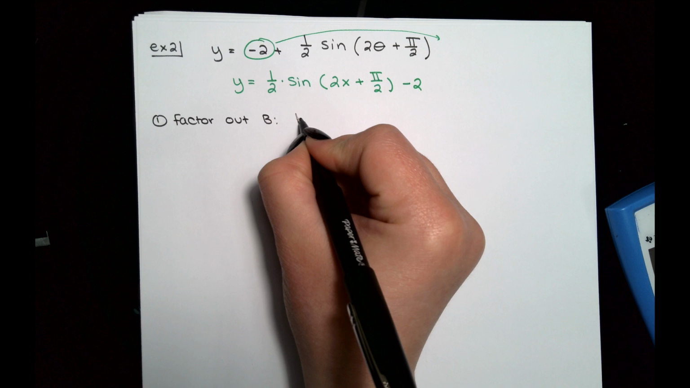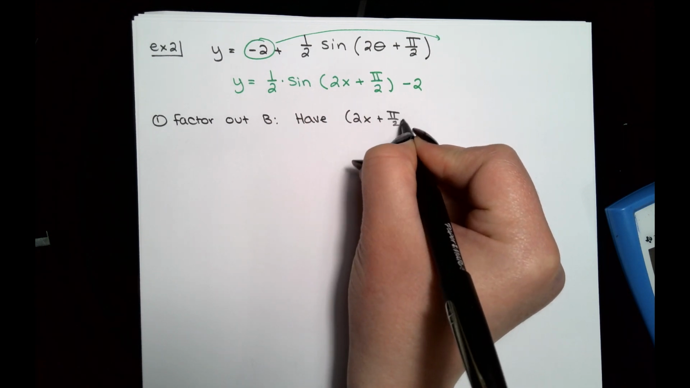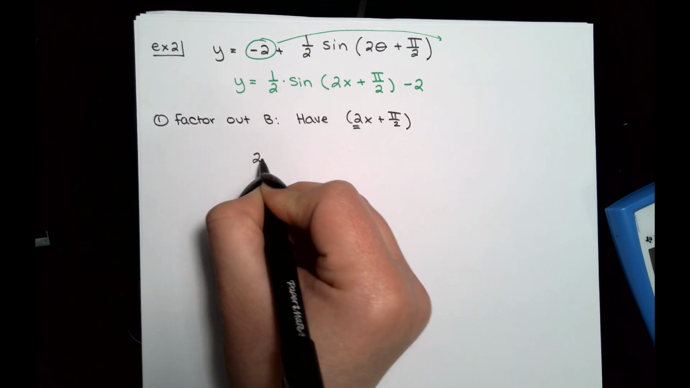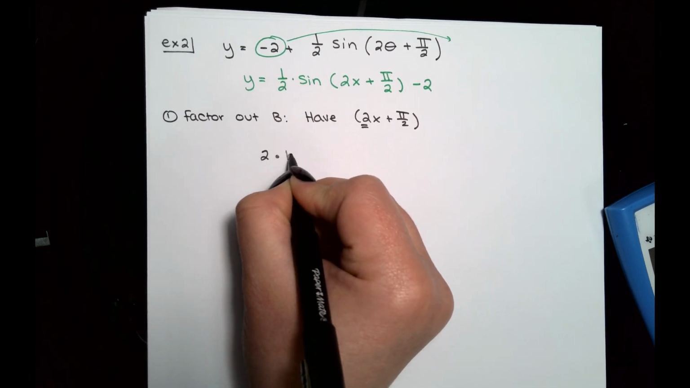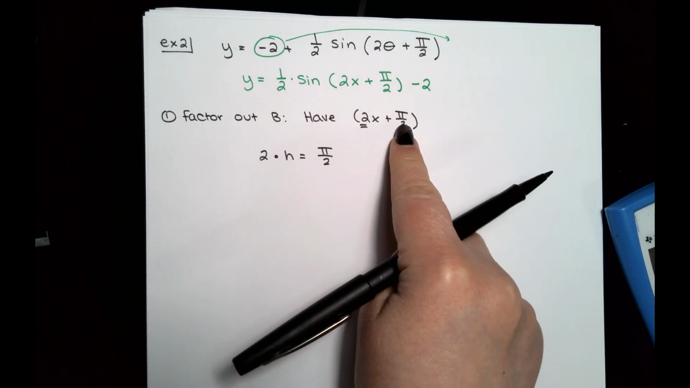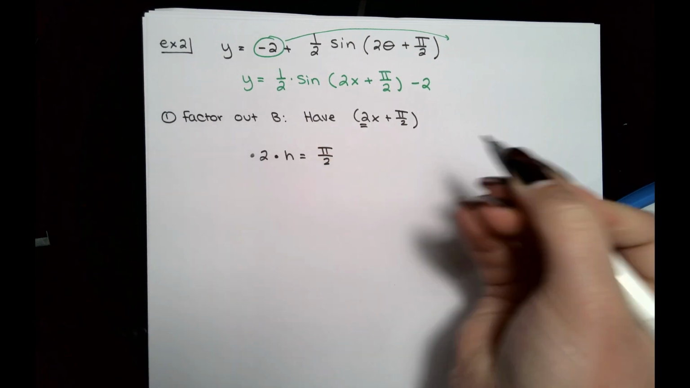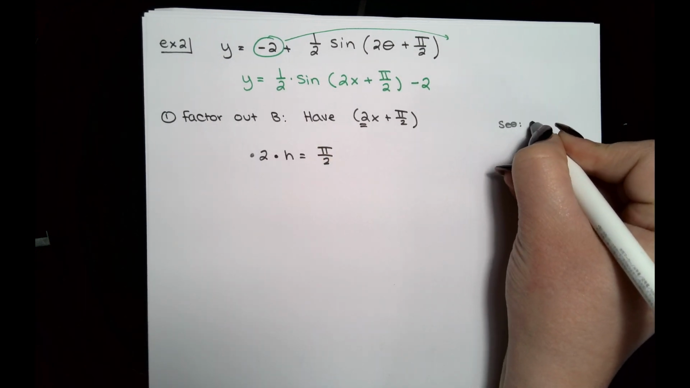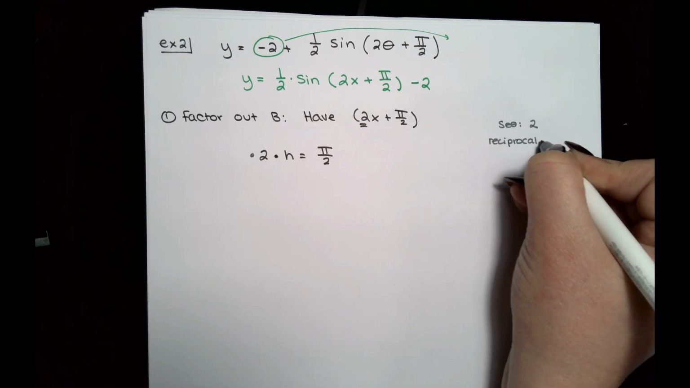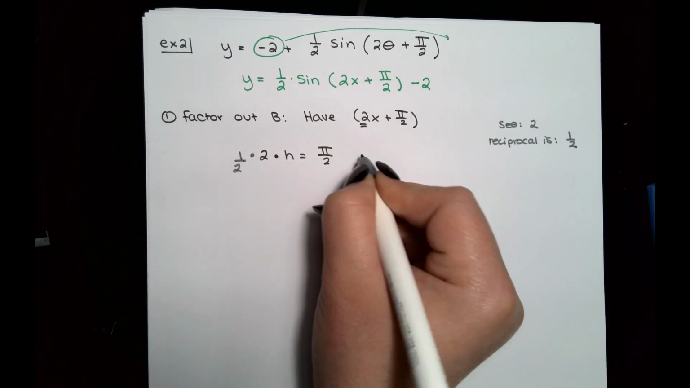Okay, so what do we have? We have 2x plus pi halves. So again, I'm going to pull out this b value. 2 times h is equal to pi halves. 2 times what is this pi halves? And we are always going to be multiplying by the reciprocal. So I see a 2. The reciprocal is 1/2. So that is what I'm going to be multiplying both sides by.